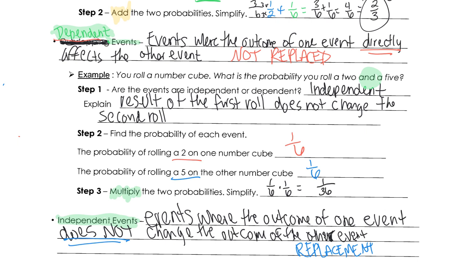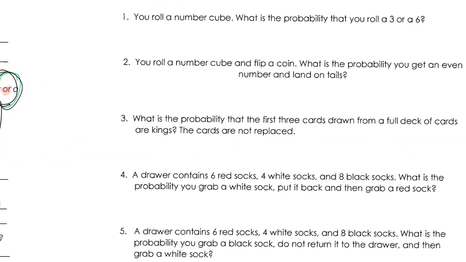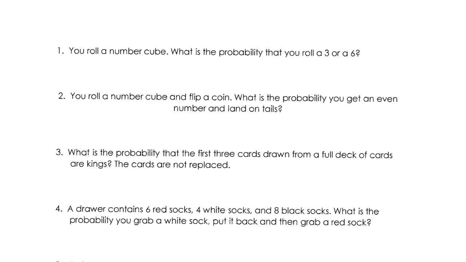Okay, let's go to the back and do a couple of these examples together. So the first one says, I roll a number cube. What's the probability I roll a 3 or a 6? That word "or" tells me that it's a regular compound event, so I should be adding my fractions.